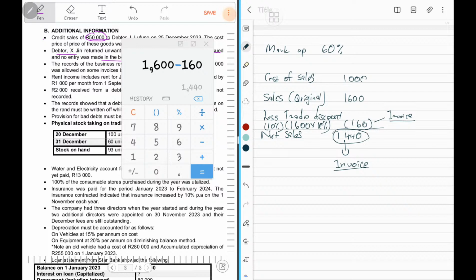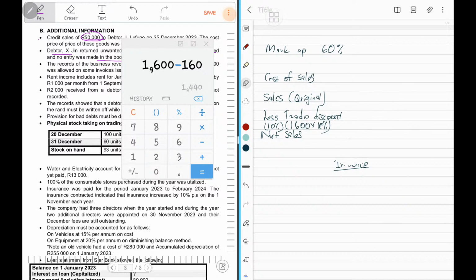So using this information, we can use the 1,440 to find what? To find the cost of sales. Let's assume that we don't have the 1,000. So we only have the 1,440 and the discount. So let's assume that we have the 1,440, which is the net sales.